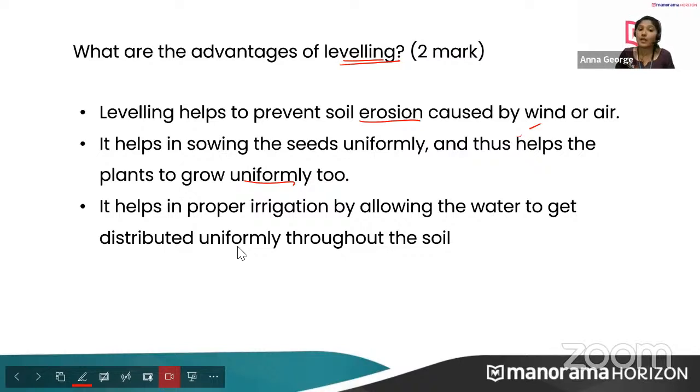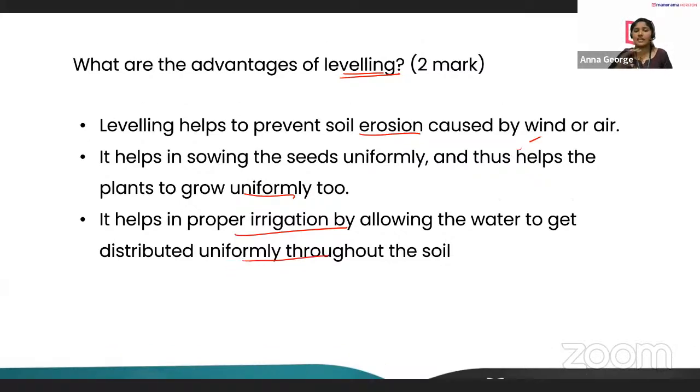It helps in proper irrigation by allowing the water to get distributed uniformly throughout the soil. This is also another advantage. Every advantage is connected. So these are the basic advantages of leveling. Okay, is it clear for you? Very good. Akshad, very good. Deepa, yes.